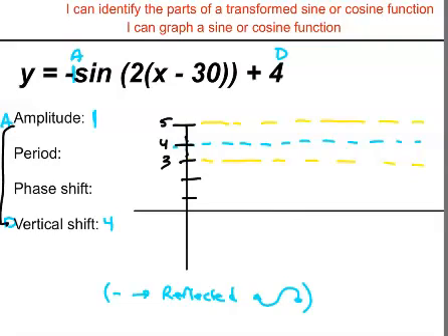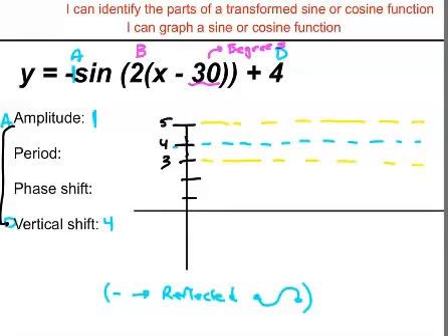The period. Okay, so the period here is going to finally be different. We're going to do this in degrees. And actually I can see this is in degrees because notice we're adding and subtracting 30. So this is an indicator that we're going to work in degrees, if they don't tell you specifically that it's degrees. So we are going to work in degrees.